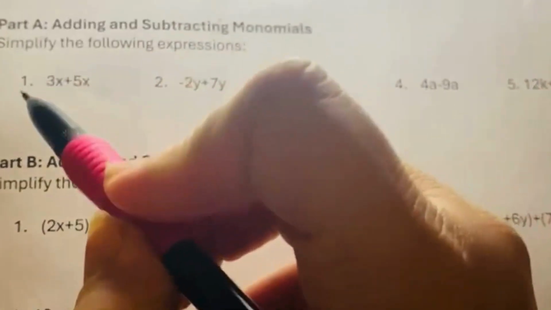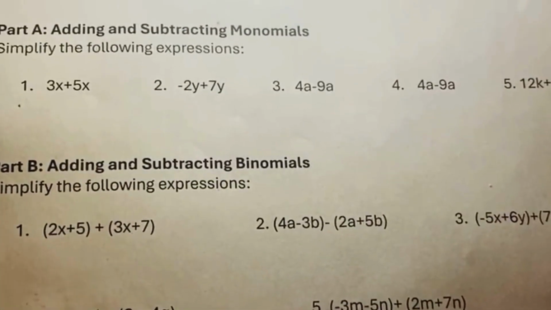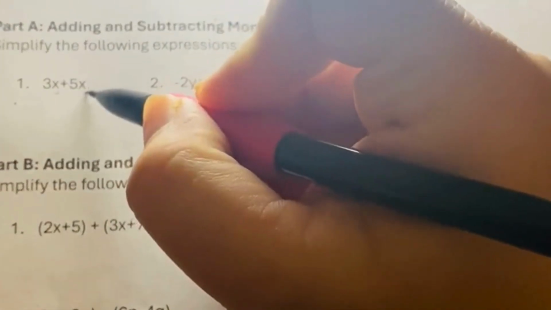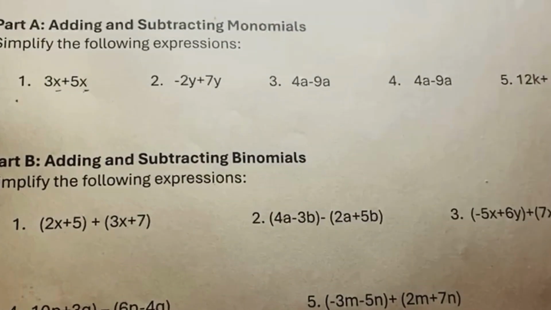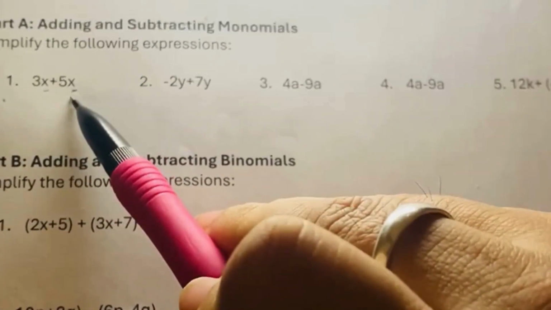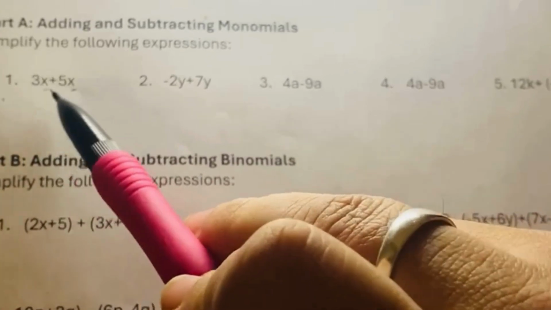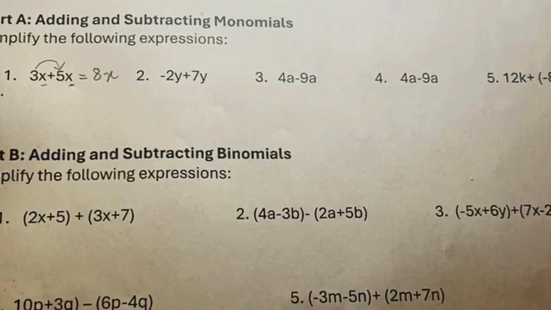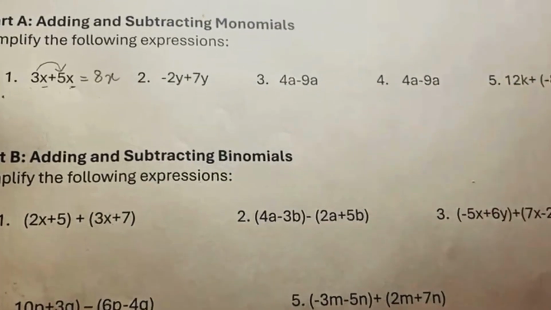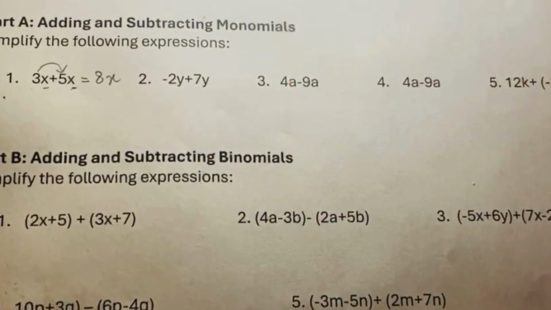So the first question I am doing is 3x plus 5x. You see that x and x here. So there are two terms, 3x and 5x. They both have the same variable, which is x. So I can simply add the coefficients and the answer will be 8x. Very simple. Follow the rules and you will ace this topic.